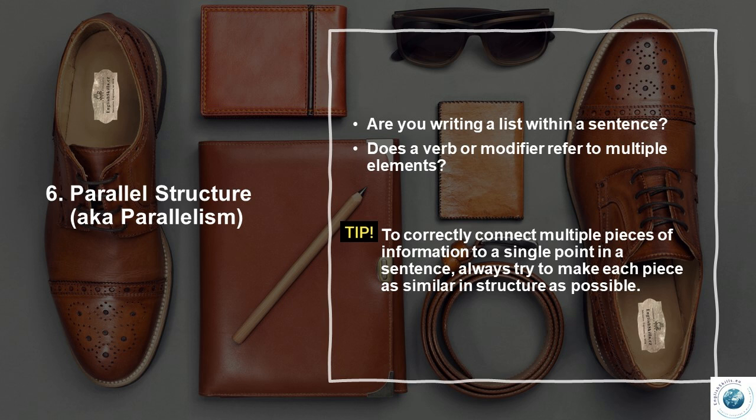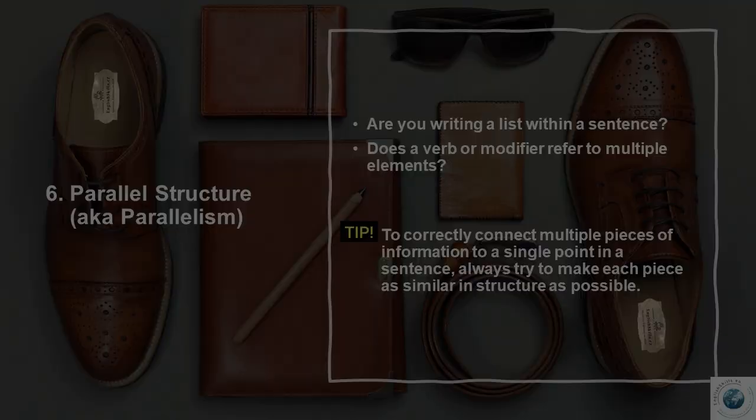1. Are you writing a list within a sentence? 2. Does a verb or modifier refer to multiple elements? English skills tip: to correctly connect multiple pieces of information to a single point in a sentence, always try to make each piece as similar in structure as possible.